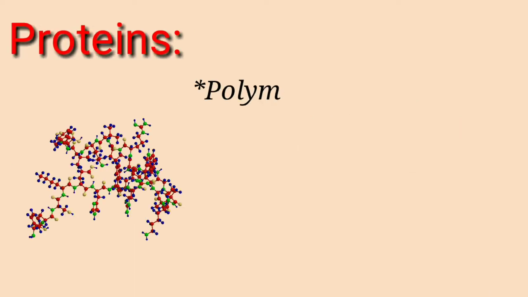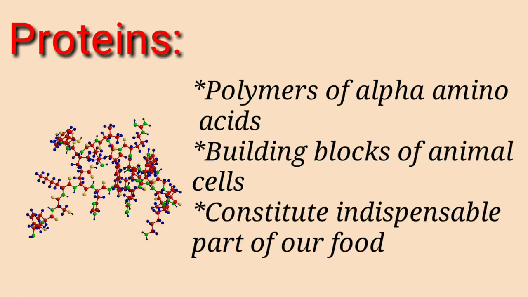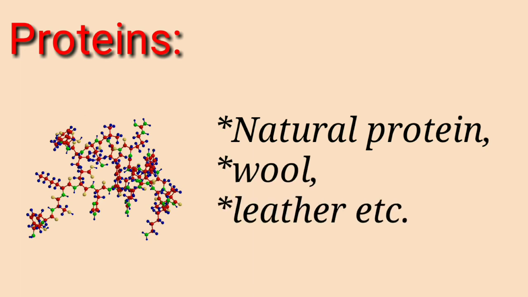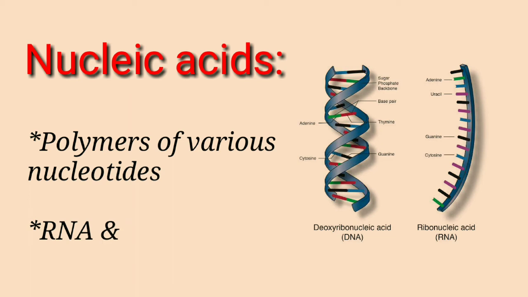Proteins. These are polymers of alpha amino acids. They are building blocks of animal cells. They constitute indispensable part of our food. Natural protein, wool, leather, etc. are proteins. Nucleic acids. These are the polymers of various nucleotides. RNA and DNA are common examples.